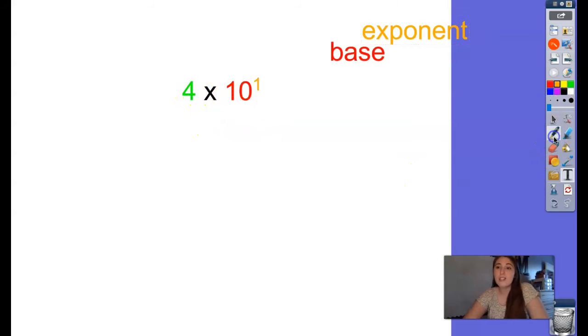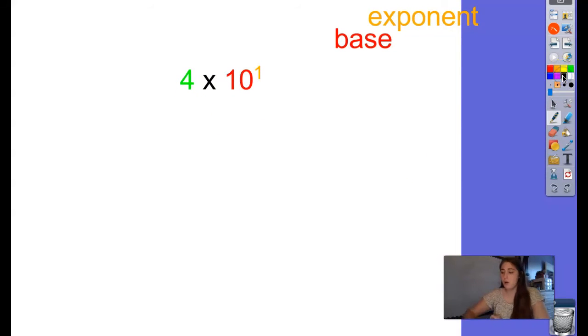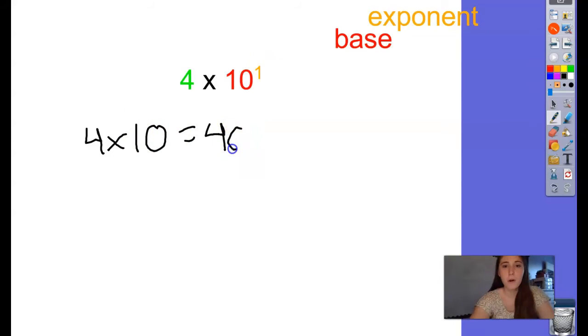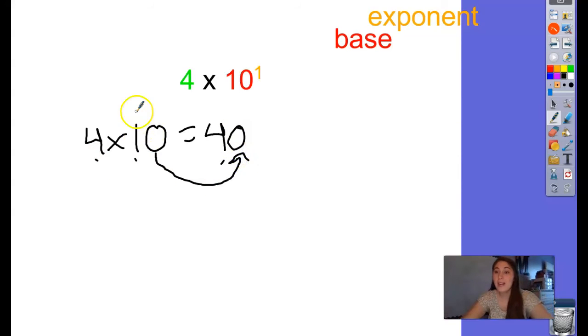So we're going to look at this just like we did our other ones. We are going to look at it as 4 times, how many 10s do I have? I look at my exponent, I see I have 1 10. So I'm just doing 4 times 10, which equals 40, because I know 4 times 1 is 4, and then next that extra 0, so it is 40. Let's do another practice problem.